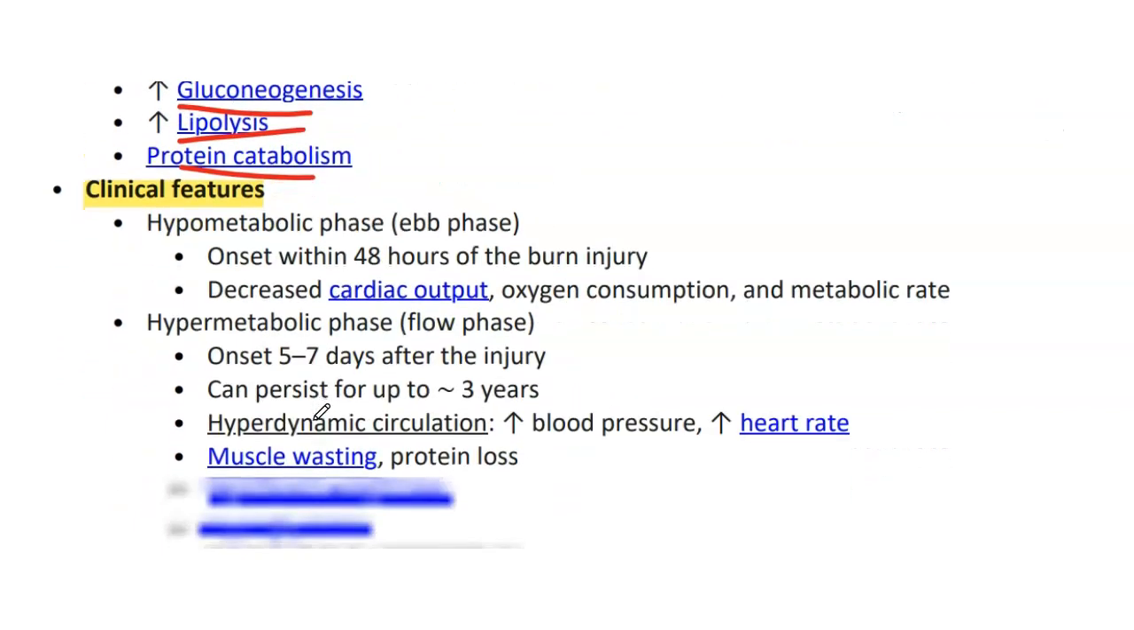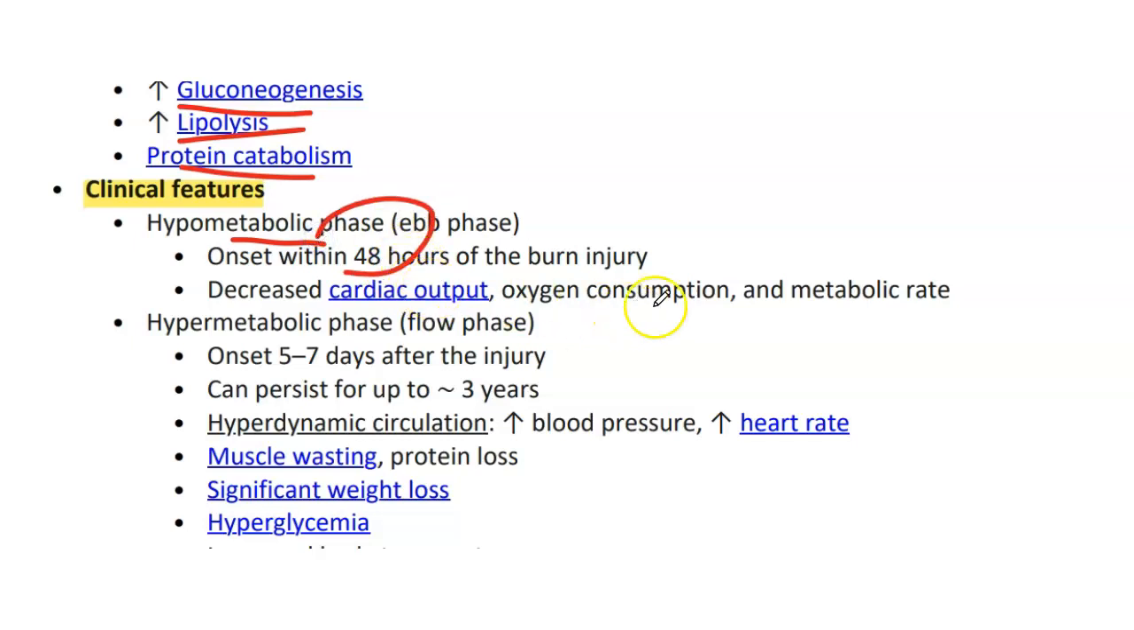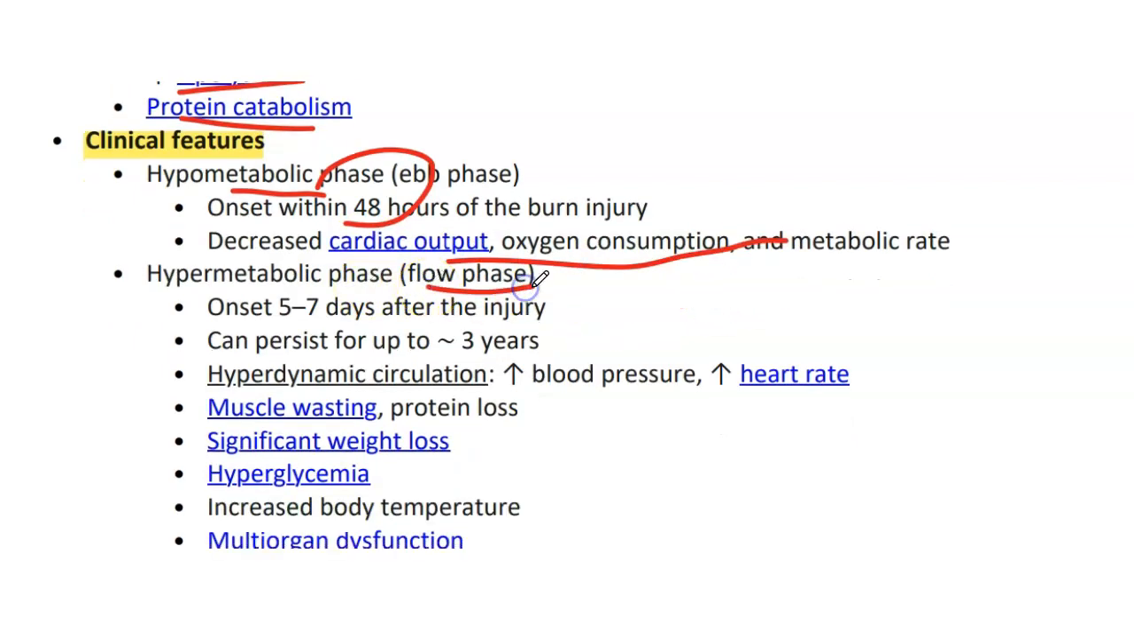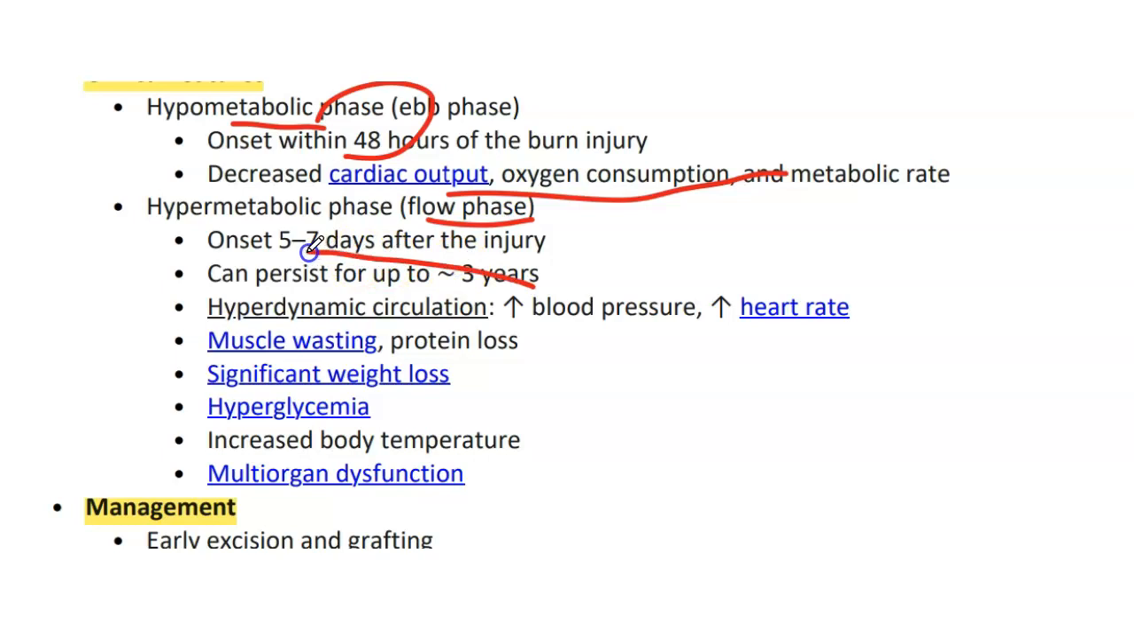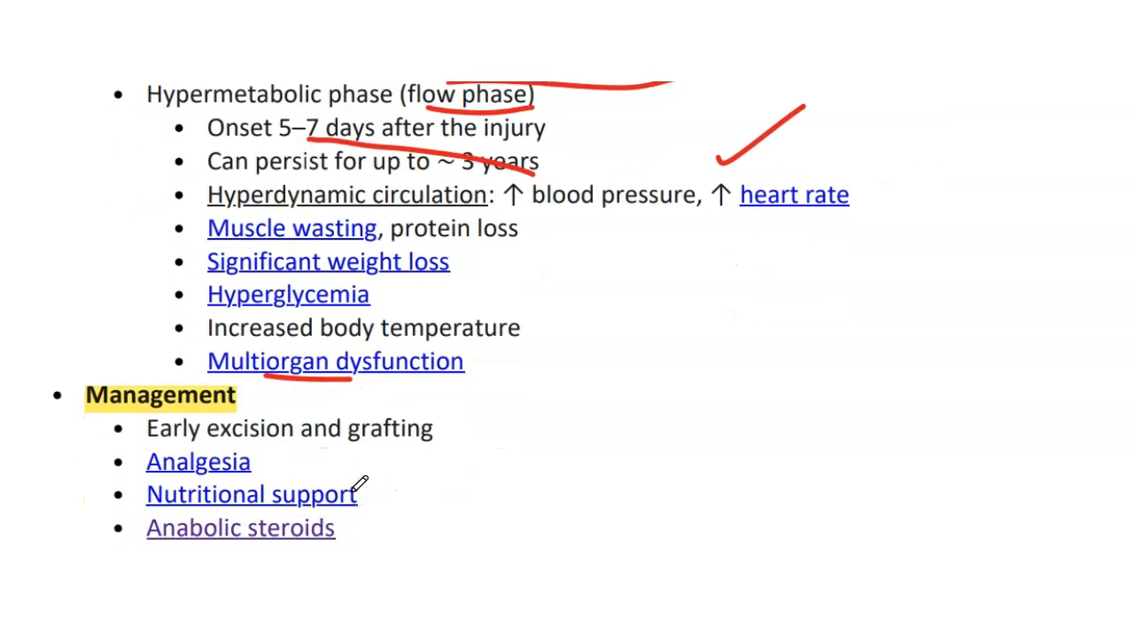Clinical features: first is the hypometabolic phase, known as the ebb phase, with onset within 48 hours of the injury. There will be decreased cardiac output, oxygen consumption, and metabolic rate. So these all will be decreased in the hypometabolic phase. Then the hypermetabolic phase, known as the flow phase. It starts about 5 to 7 days after the injury and can persist up to 3 years. There will be hyperdynamic circulation, like increased BP and heart rate, muscle wasting, protein loss, significant weight loss, hyperglycemia, increased body temperature, and multi-organ dysfunction.